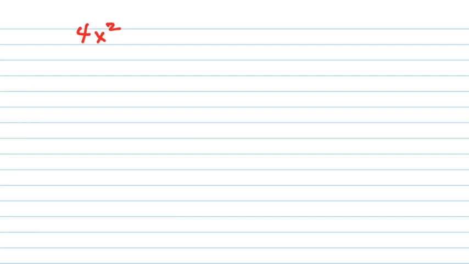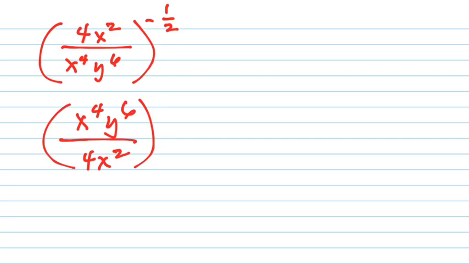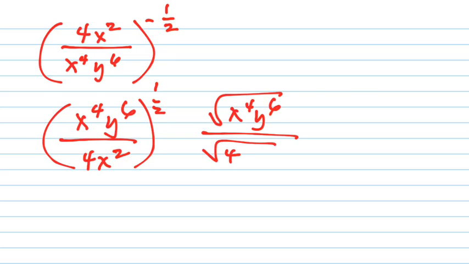4x to the second over x to the fourth, y to the sixth, all raised to the negative 1/2. Oh, this one's easy. This one's way easy. First of all, we need to get rid of that negative exponent by flipping them over. Yeah, we hope for one like this. Which means simply take the square root of the top and the square root of the bottom.